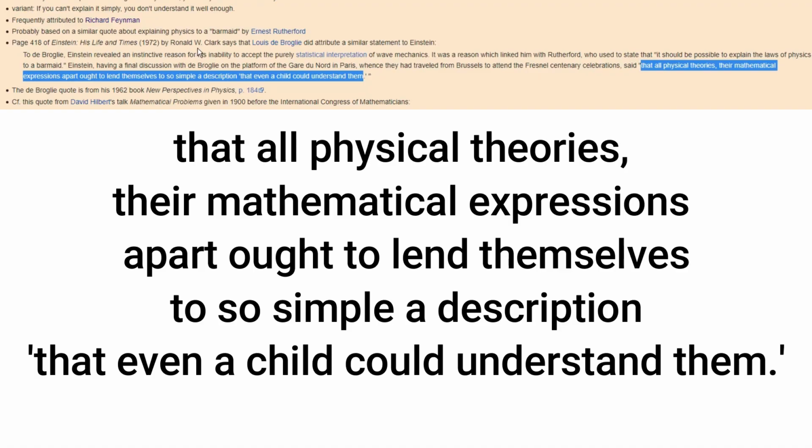What Einstein actually said was this: that all physical theories, their mathematical expressions apart, ought to lend themselves to so simple a description that even a child could understand them. Now, mathematical expressions are completely different from the concepts that we are learning, the ideas that we are learning and trying to put together. Mathematical equations are somewhat proven, they're true. A lot of the concepts and things that we're trying to link together are not so linear.